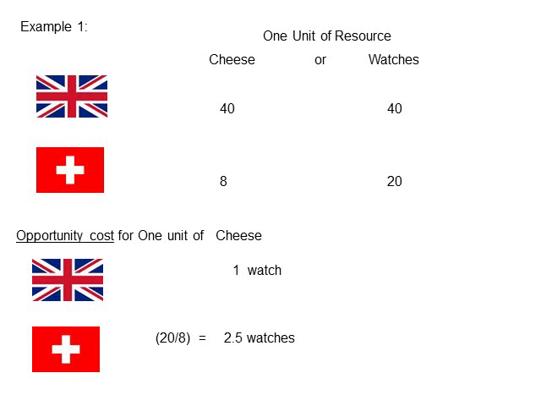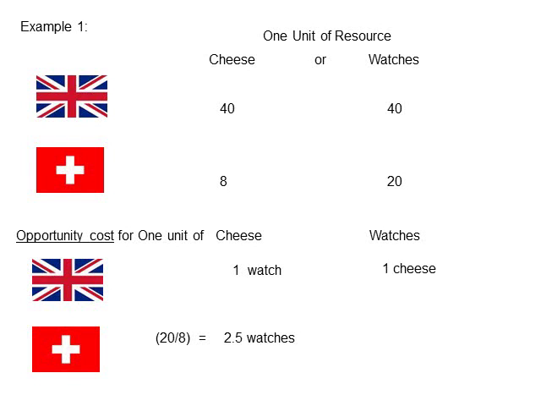Now, let's take a look at the other side. What's the opportunity cost for 1 unit of watch? Now, for the UK side, it's pretty straightforward because the ratio is 1:1. Either they produce 40 units of cheese or 40 units of watches. So it's 1:1. So it's very straightforward.